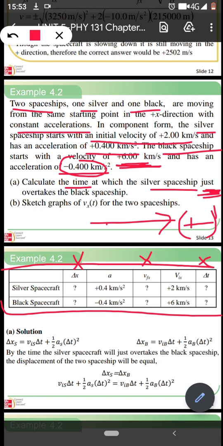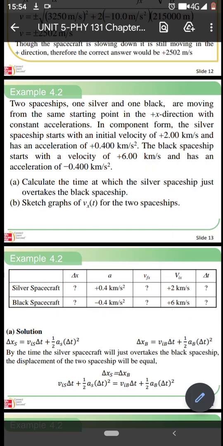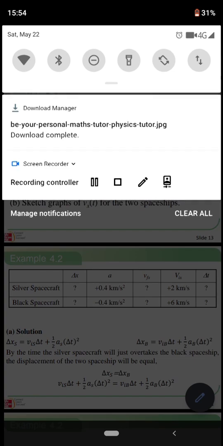So for the silver spacecraft we have this acceleration, and for the black one we have this acceleration, and the initial velocity for the silver one is this one, and the initial velocity for the black one is this one. So we need to start solving. Let's go to our worksheet.